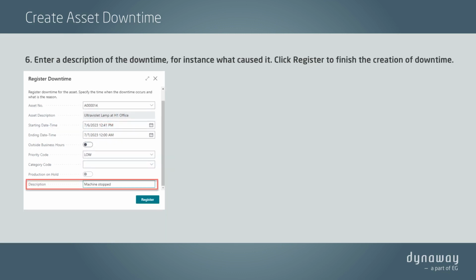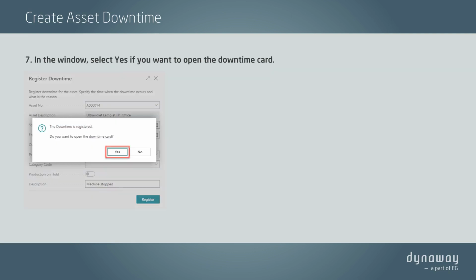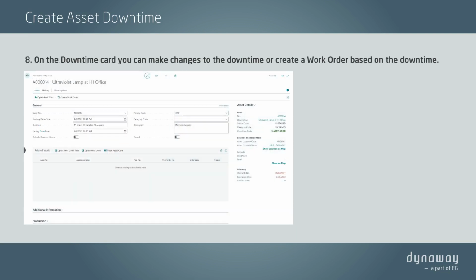Enter a description of the downtime, for instance, what caused it. Click Register to finish the creation of downtime. In the window, select Yes if you want to open the downtime card. On the downtime card you can make changes to the downtime or create a work order based on the downtime.